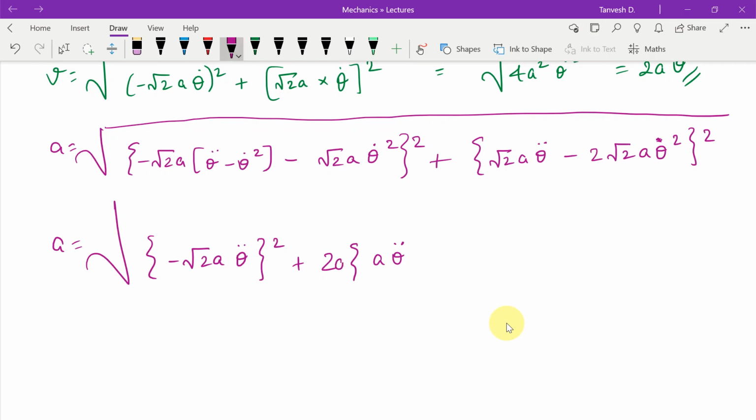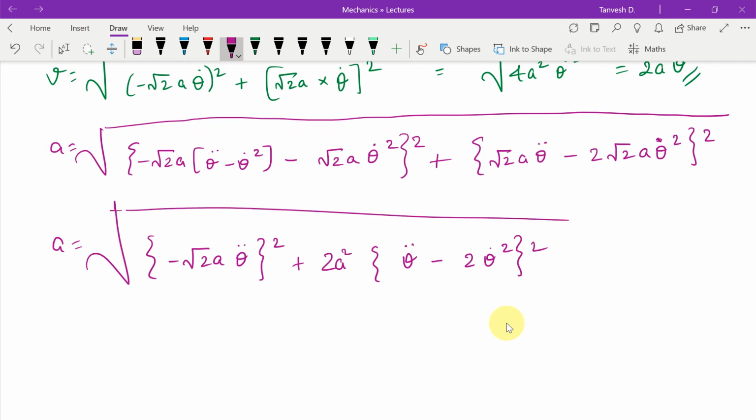So this would be 2a square, 2a square outside, and we will get theta double dot minus 2 theta dot square, the whole square. And from this, what we can take is, this would be 2a square theta double dot square.